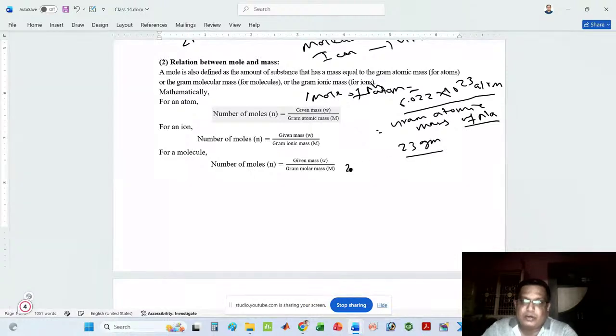Similarly, bring 2 mole of sodium atom, then you will bring in number 2 into 6.022 into 10 to the 23. In weight, what will be the weight? 2 into 23, that is your 46 gram.